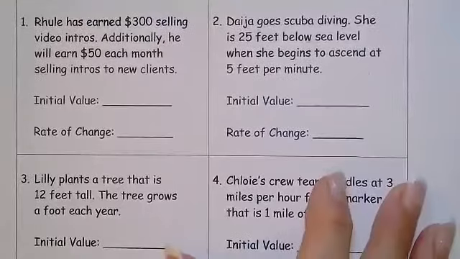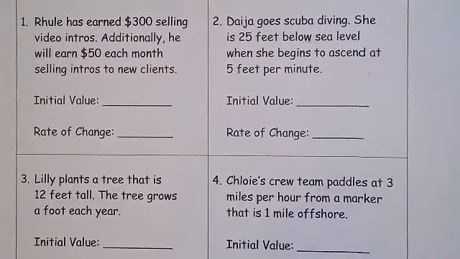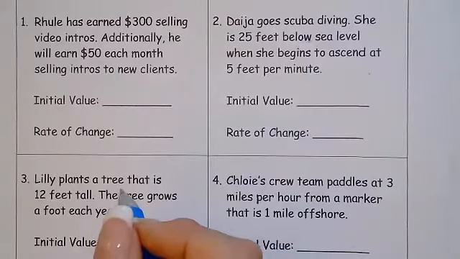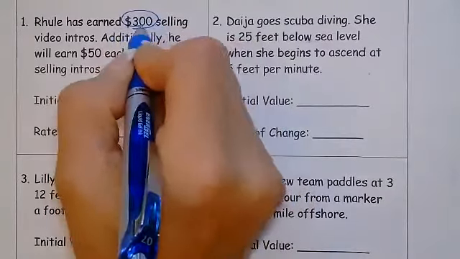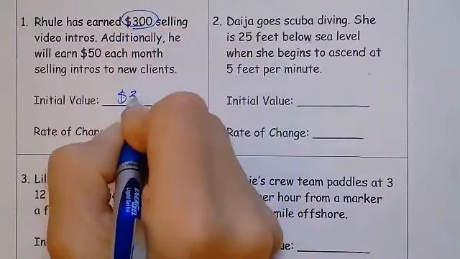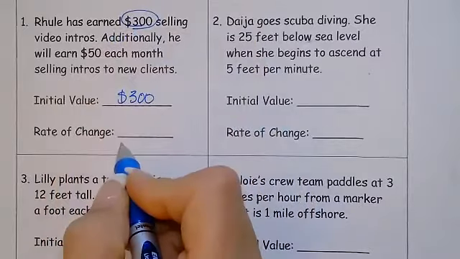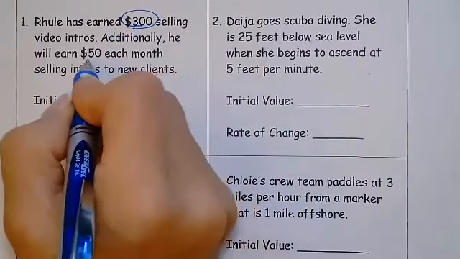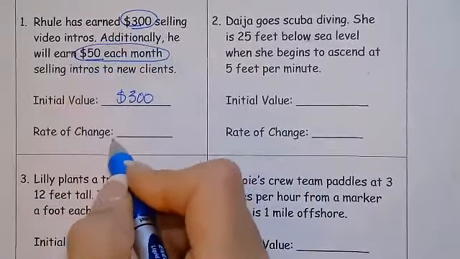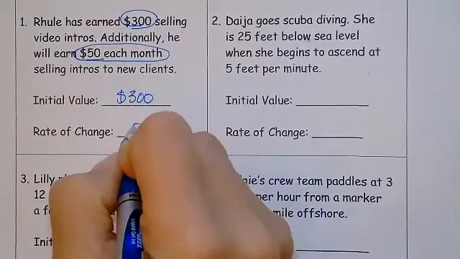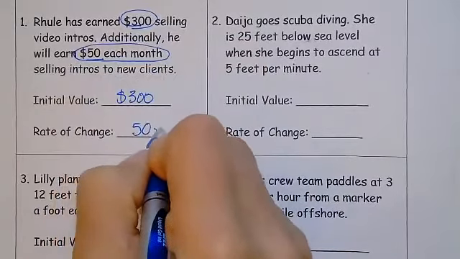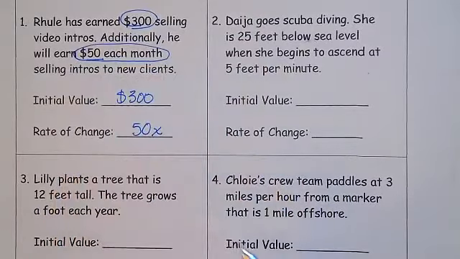Number 1, Rule has earned $300 selling video intros. Additionally, he will earn $50 each month selling intros to new clients. So the initial value, that starting amount, is $300. The rate of change is what he's going to earn each month. So we are going to represent that as 50 per month, 50 times X.